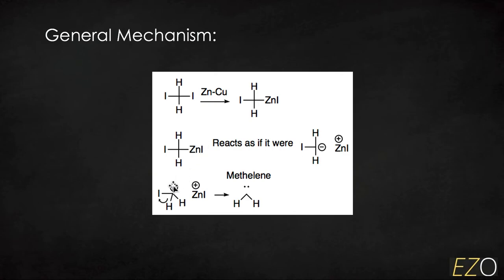So what basically happens after that is the electrons from this anion will then move into the iodine, creating a salt of zinc and iodine. And then you have this methylene group, and this is very, very reactive and is a very strong electron donor.